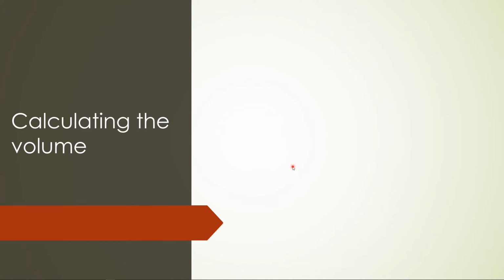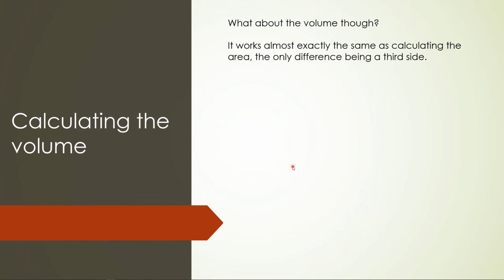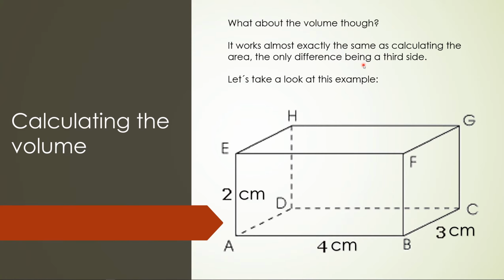Alright, let's start with the new stuff. What about the volume? It works almost exactly the same as calculating the area, the only difference being a third side. So for example, you don't have a flat figure, but you have a thing like this, a cuboid. Okay, so how do we calculate this one?